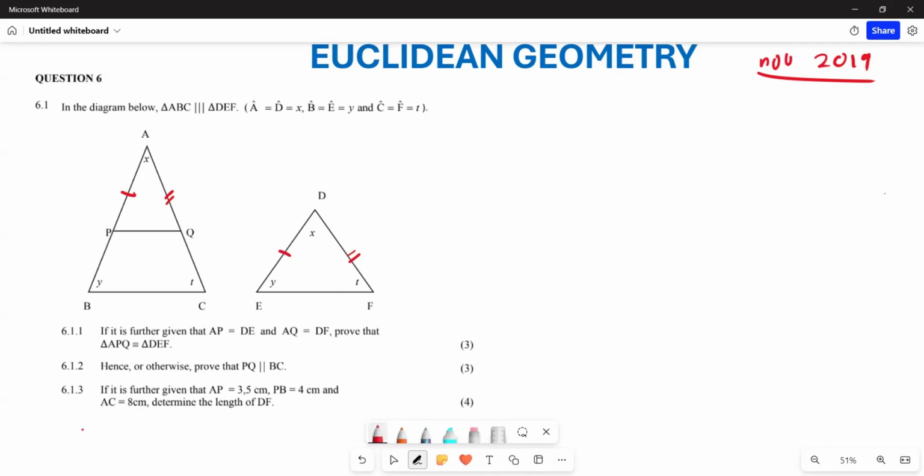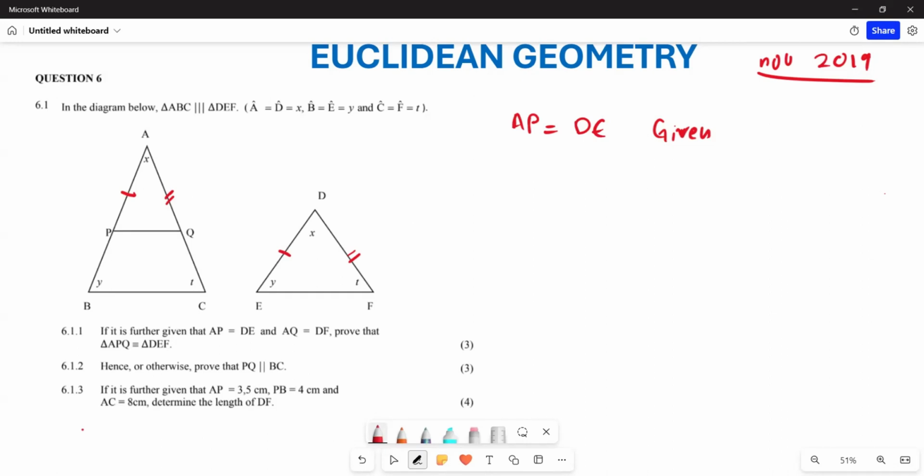Now, where are we going to start? We are going to say AP is equal to DE. And what is the reason behind that? This is given. Remember, this one we are given from the statement. They just gave us here.